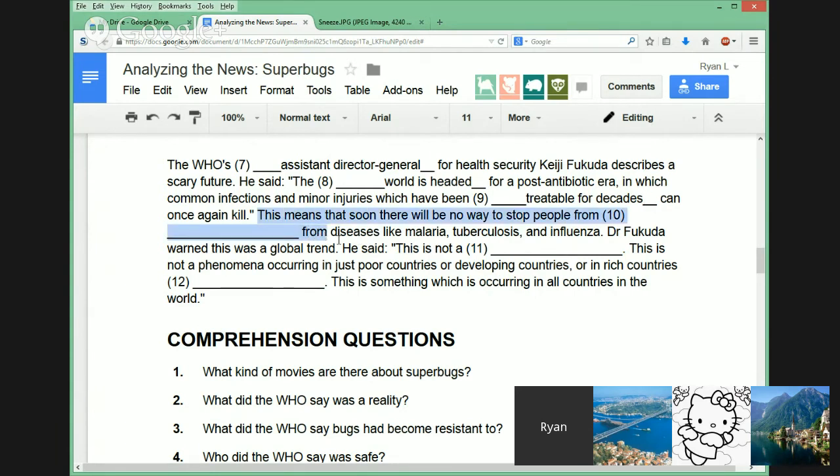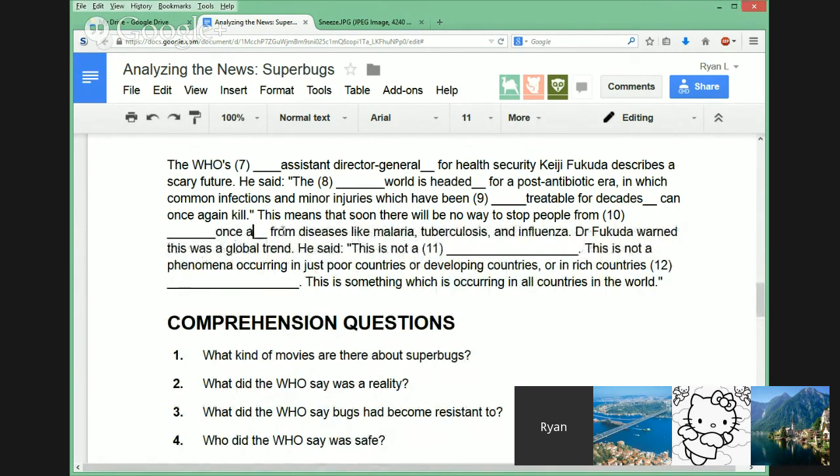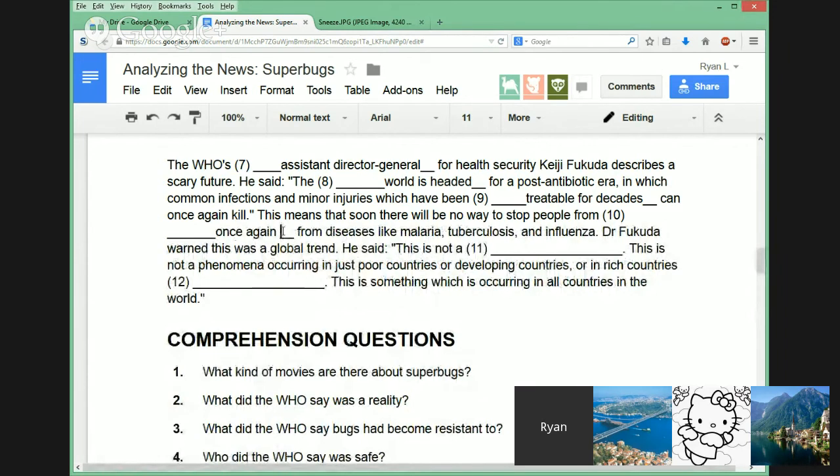All right. Let's see. How about you, Heidi? Can you do number 10 and 11 for us? This means that soon there will be no way to stop people from once again from disease like malaria, tuberculosis, and influenza. Dr. Fukuda warned this was a global trend. He said this is not an original phenomenon. Once again? Okay, so very good, Heidi. With once again, there's one more word. People from once again what from diseases? Again.